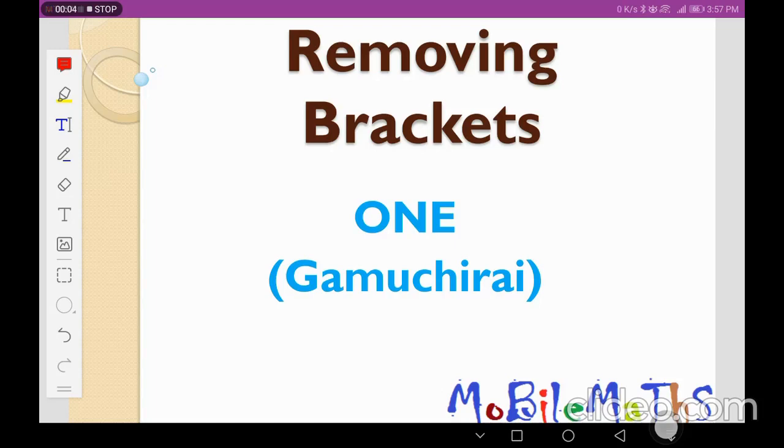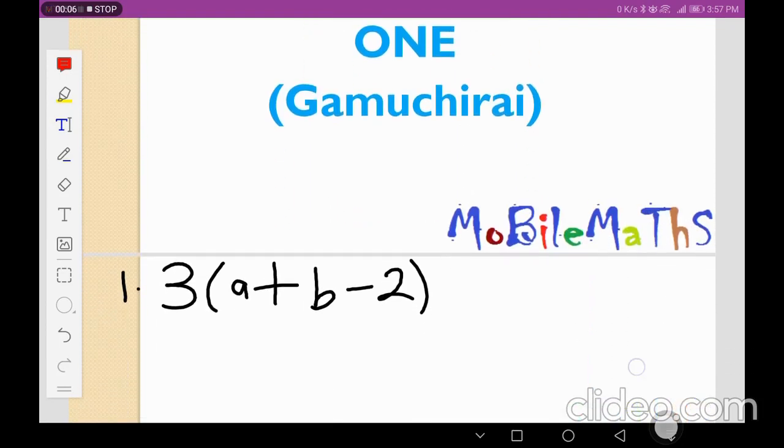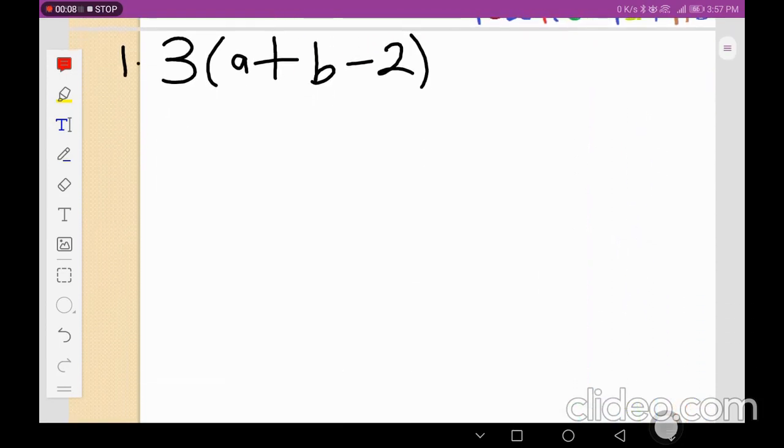Today I want us to look at how to remove brackets. So I've got a couple of questions that I want us to go through. The first one is 3 by a plus b by minus 2.